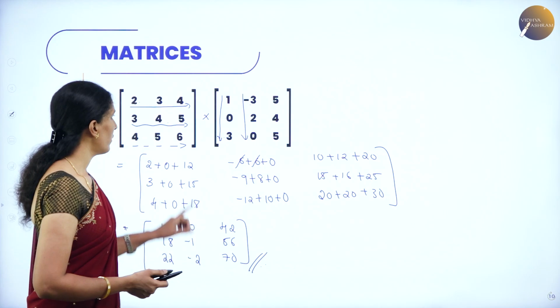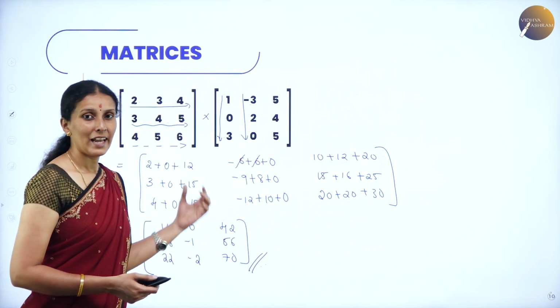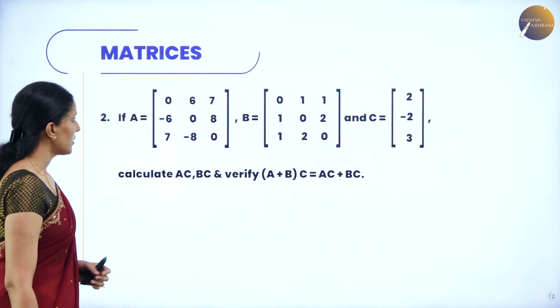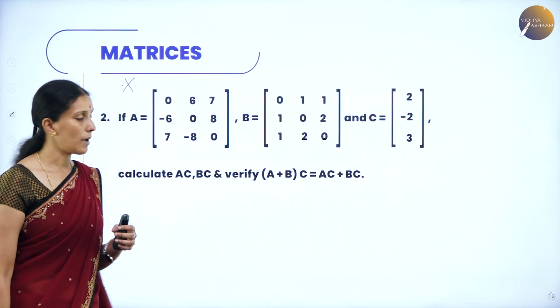So this is how we had defined here. So the number of columns is equal to the number of rows. Hence we can define the matrix. So next question we have, it's a very important question asked many times in your examinations.